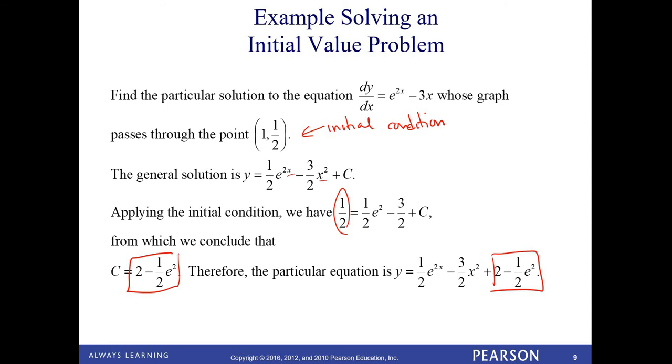So c doesn't have to be necessarily a single value. It is a constant. This is a number, but we can have it in terms of e or in terms of a radical, anything like that.